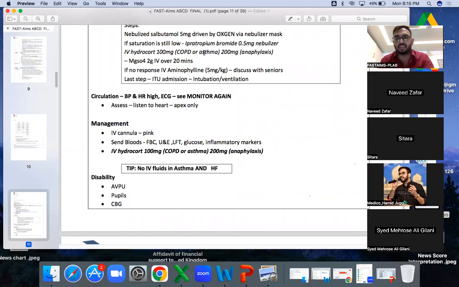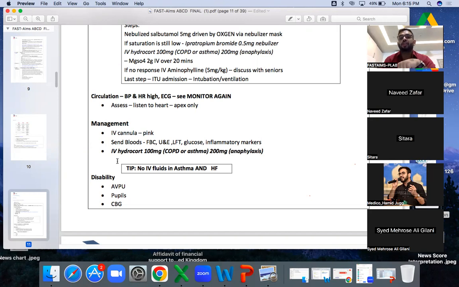If they have not asked you anything on the circulation, on the breathing, for example, the patient has become stable after nebulization, even then you will give IV hydrocortisone, because you will do pink IV cannula. You will send for ABGs before coming to the circulation. You will already send two tests. I have already told you which tests. One is ABG, second is chest X-ray.